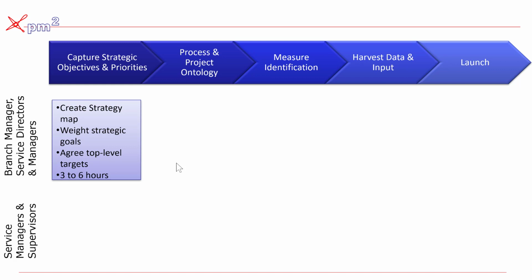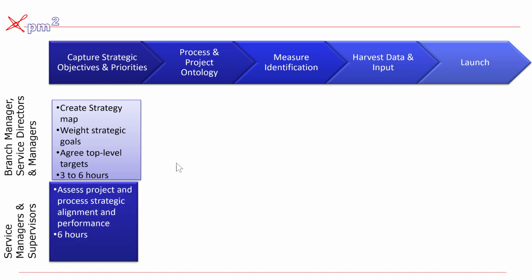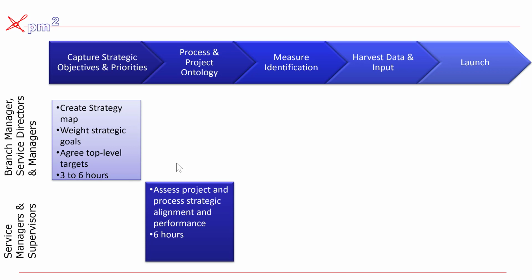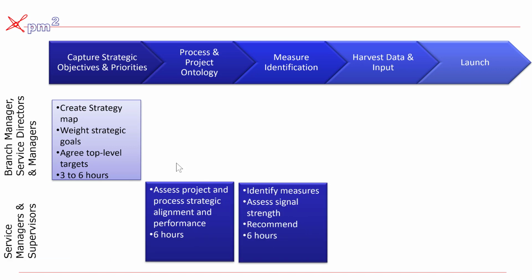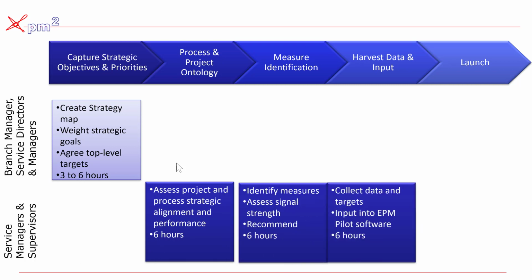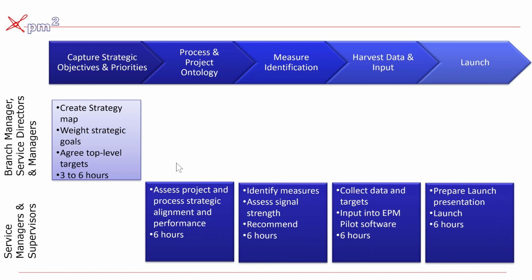Then a second team, the service managers and service supervisors, will do several steps. They'll assess the project and process strategic alignment and performance. On the next day, they'll then identify measures, assess signal strength, and make recommendations. On the 4th day, they'll be collecting data and inputting it into the pilot software, and then launching it on Friday. The service managers and supervisors will prepare a presentation, and then the senior team will come in, accept that presentation, and launch the EPM pilot.